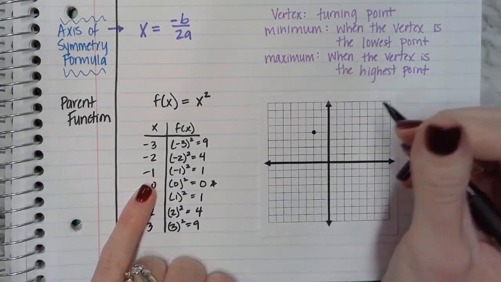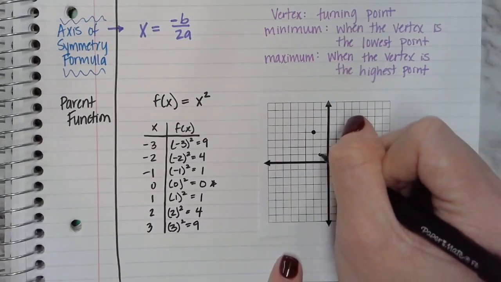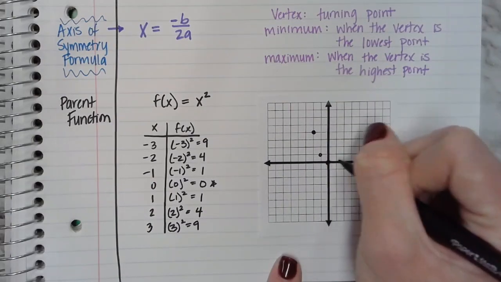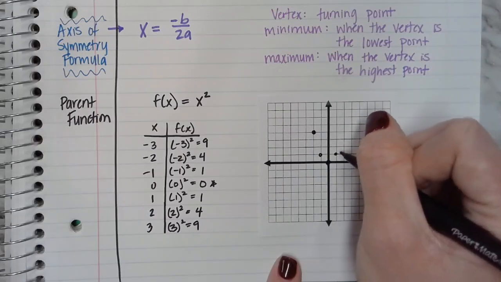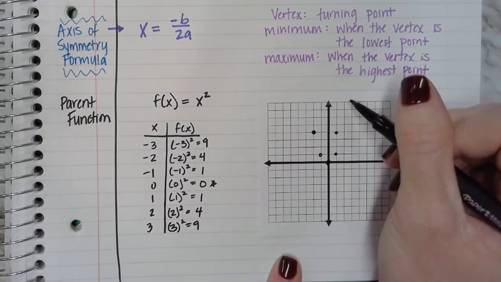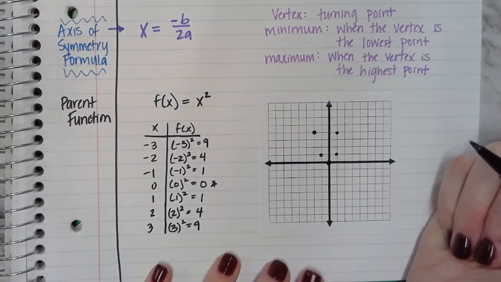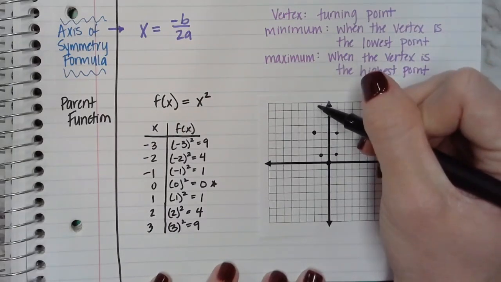So there. -1, 1. 0, 0. 1, 1. 2, 4. And then 3, 9 also doesn't fit. Now remember, this is a U shape. This is not a V shape anymore.